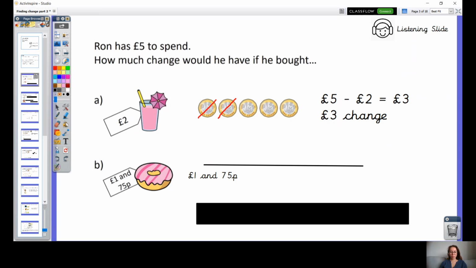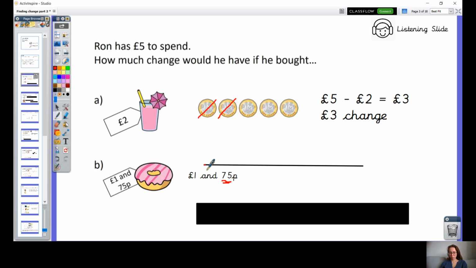Let's look at B here. Now he's going to buy a donut with his £5 note. The donut costs £1 and 75p. So we're going to use a number line to help us with this one. Now, this time we are going to need to be really careful with our jumps because we've got pounds and pence. What I'm going to do first is get the pence up to £1. That's going to really be helpful.